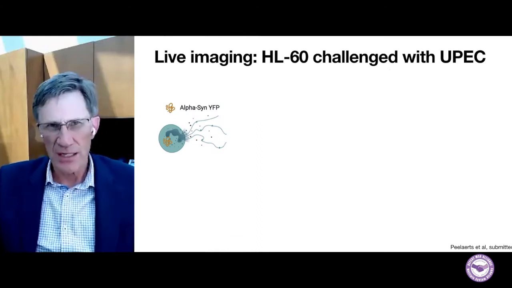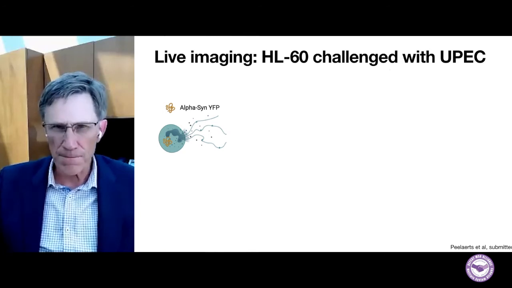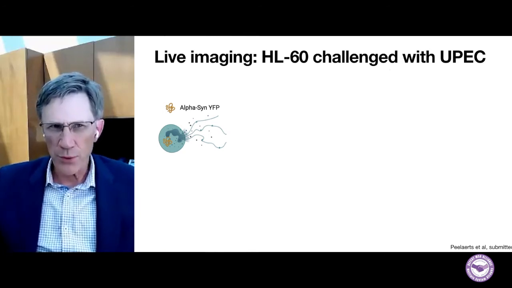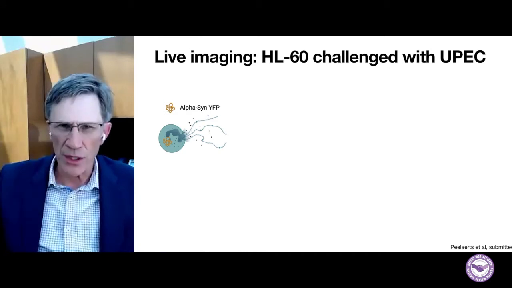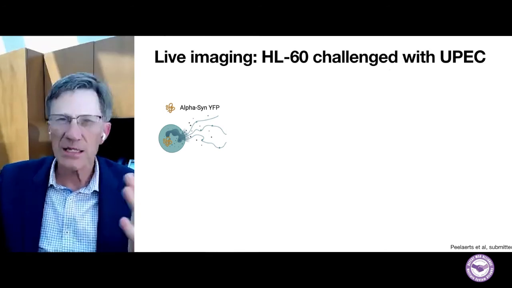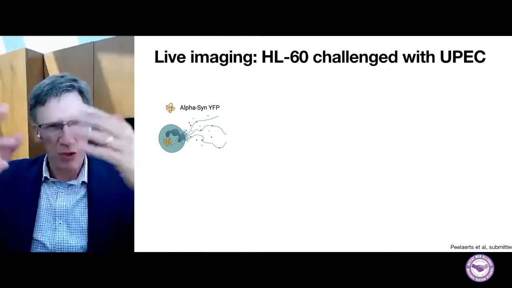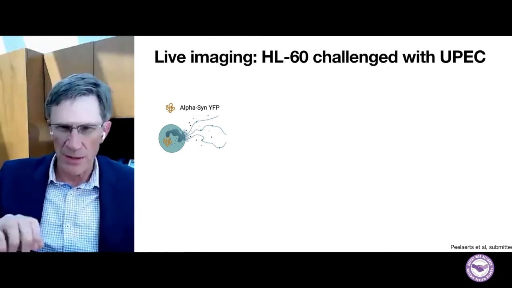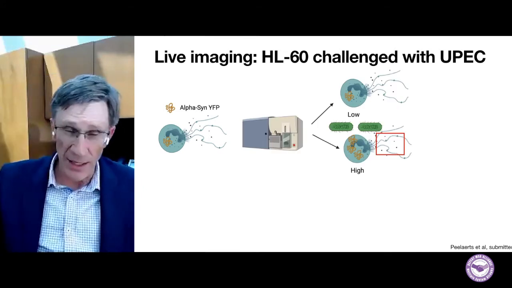And we took a cell line that's called HL60, which is like a neutrophil. And we put inside this, with genetic technology, alpha-synuclein that had been merged to a yellow shiny protein. YFP stands for yellow fluorescent protein. And we made lots of different cells of these types. And we had those that had lots of alpha-synuclein with the yellow label, and those that had a little alpha-synuclein.